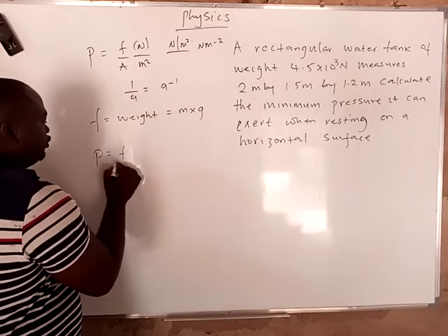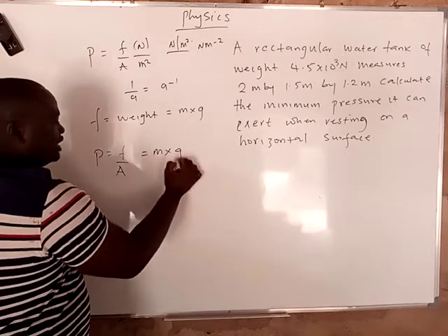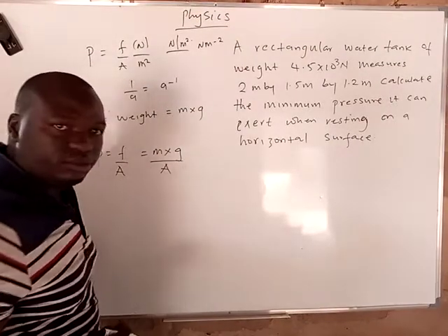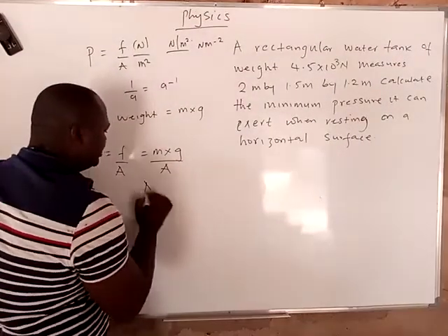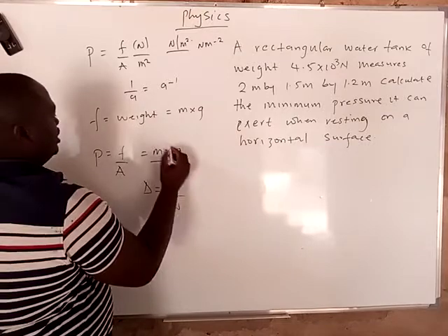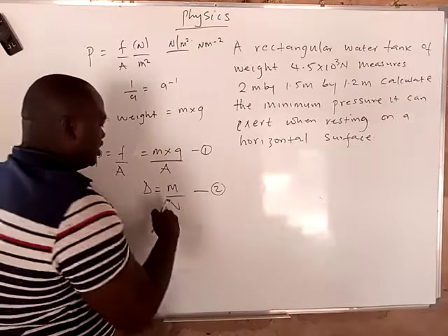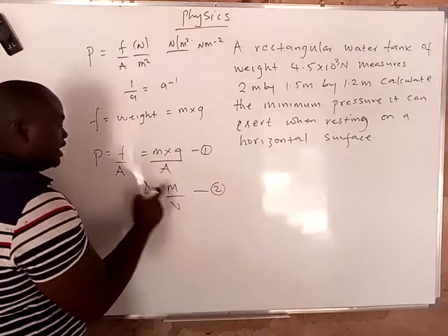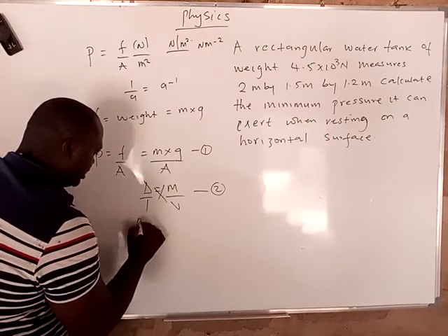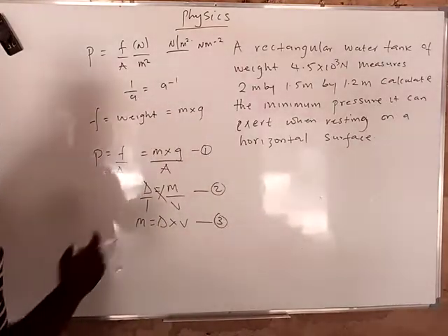Then I will now change this formula. Since pressure is force all over area, now whenever I see force, I will replace it with mass times acceleration due to gravity, all over area. Now I want you to know something. Density is mass all over what? Volume. Let me call this equation 1, and let me call this equation 2. So basically I want to make mass the subject of the formula. Mass is equal to density times volume. And this is equation 3.